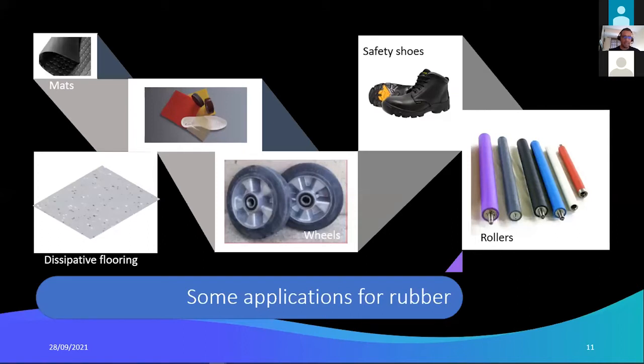Some applications that we can find in the market for these additives: rollers, safety shoes, wheels, dissipative flooring, different types of mats, and other crafts in the market where it is needed, like belts or sheets.